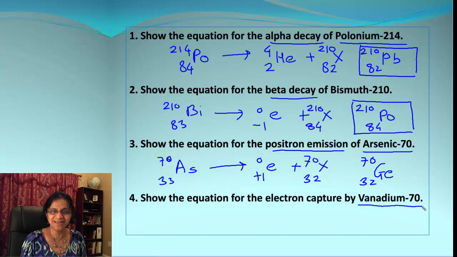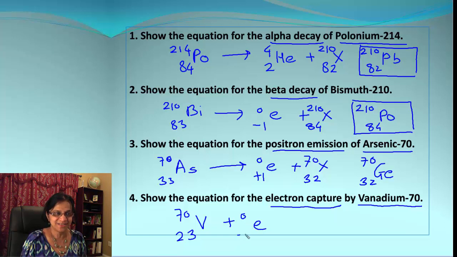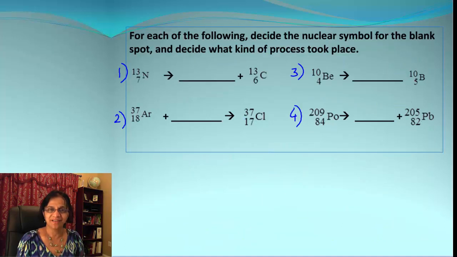Moving on to the next one. This is vanadium 70. The atomic number for that is 23. And then that is actually going through electron capture. So that means the electron must be a reactant. So let's write that down on the reactant side. And that is going to give a product. When we add the atomic masses, that's 70. When we add the atomic numbers, that comes to 22. So that corresponds to the element titanium with atomic number 22.